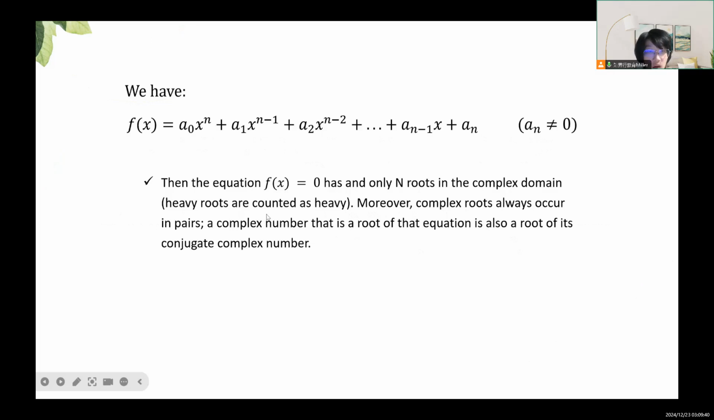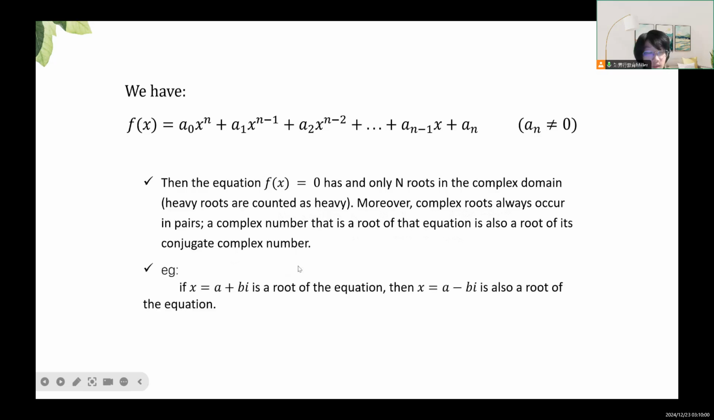Heavy roots are counted as heavy. Moreover, the complex roots always occur in pairs. A complex number that is a root of the equation is also a root of its conjugate complex number. Now we can have an example. If x equals a plus bi is a root of the equation, then x equals a minus bi is also a root of the equation.